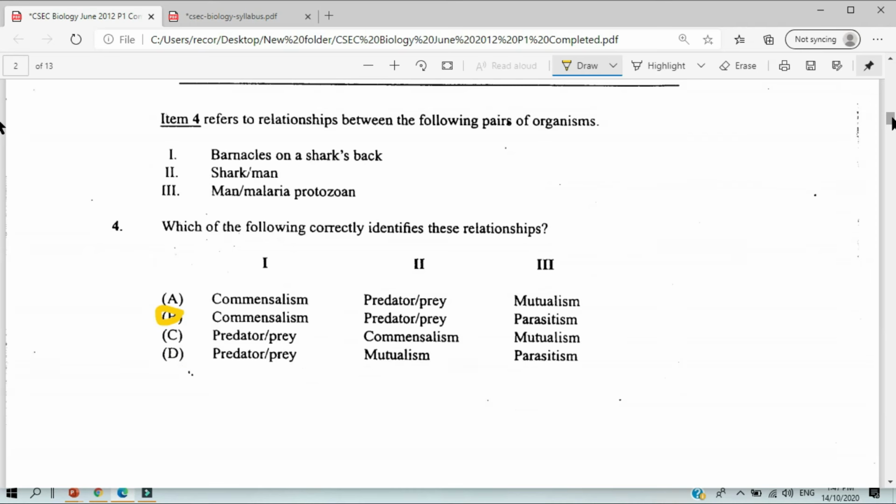4 refers to the relationship between the following pair of organisms: barnacle and shark back, shark and man, man and the malaria protozoa. Now pretty much you could use the elimination method to answer this one, so let us go with man and malaria. We know that that's a parasitic relationship. If we were supposed to look at shark and man, we know that that is a predatory relationship. So we are pretty much at B because barnacle is going to be a commensal relationship.